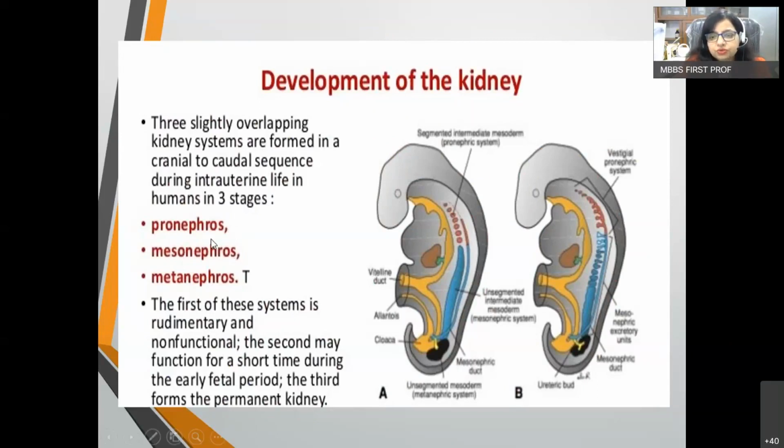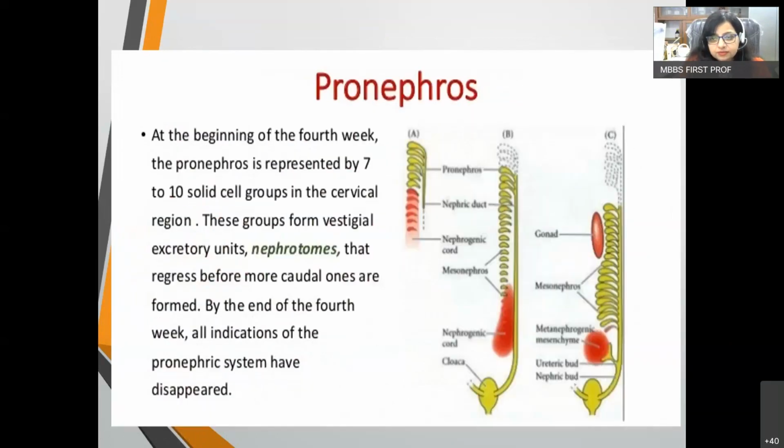Here three stages are shown: pronephros, mesonephros, and metanephros. They are rudimentary in higher animals, but they are present or working in cyclostomes. Then there is pronephros, which is present in the cervical region. And this is represented by 7 to 10 solid cell groups.